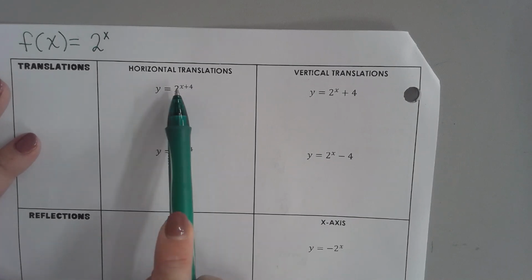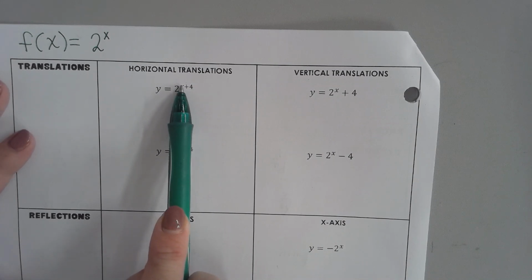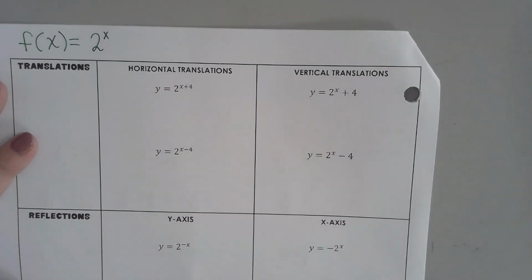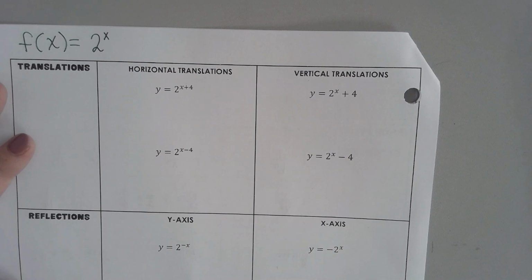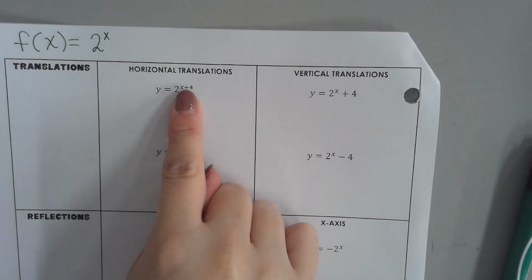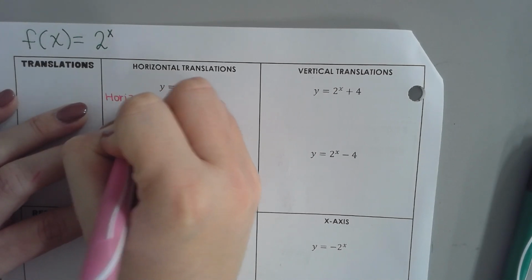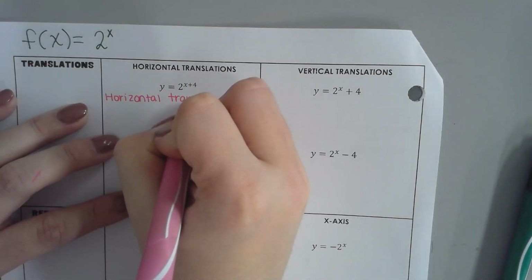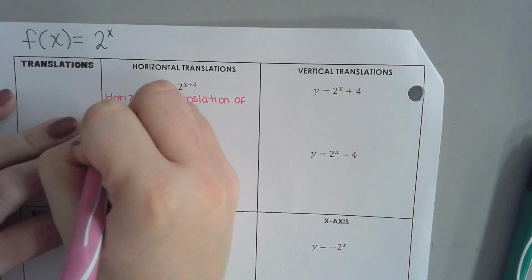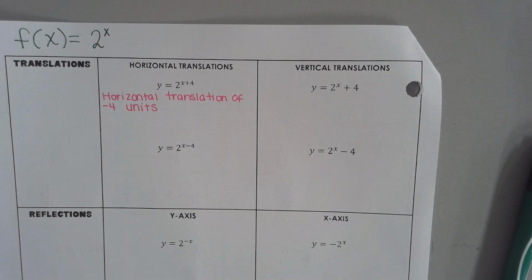So, 2 to the x plus 4. Notice I'm adding 4 straight to the x. It's different than this one over here because that plus 4 is added at the end. This plus 4 is right with the x in the exponent. Now it says plus 4, but it's really the opposite. This is a horizontal translation of -4 units, which does mean it goes left 4.